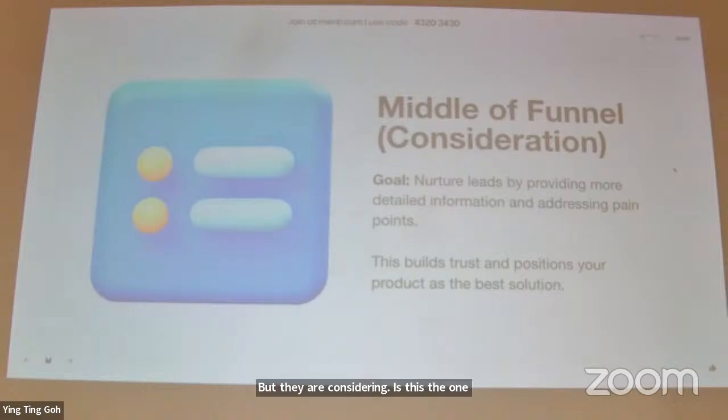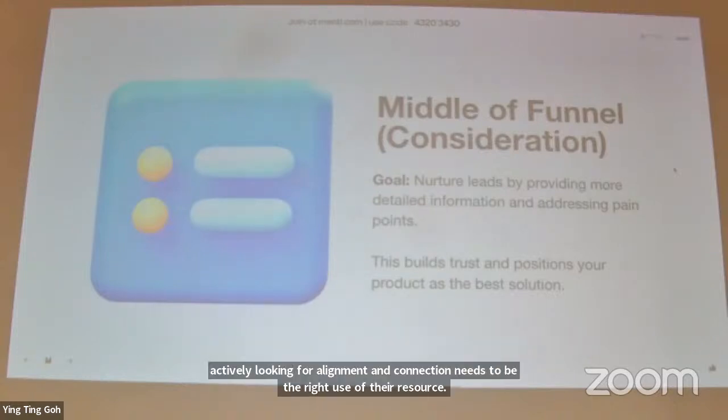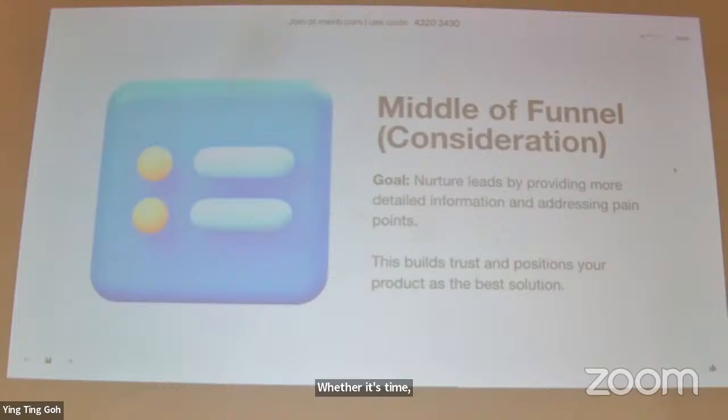Why is this right for me? So they're actively looking for solutions. They're actively looking for alignment and connection. It needs to be the right use of their resource, whether it's time, attention, money, some of these things. So this is an opportunity to build trust and demonstrate that we understand them.